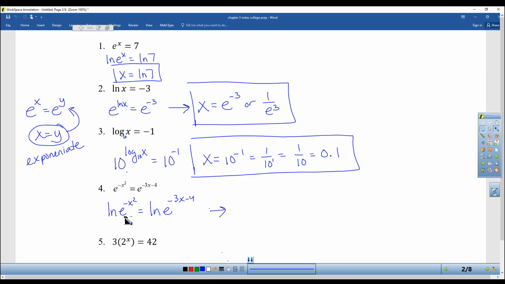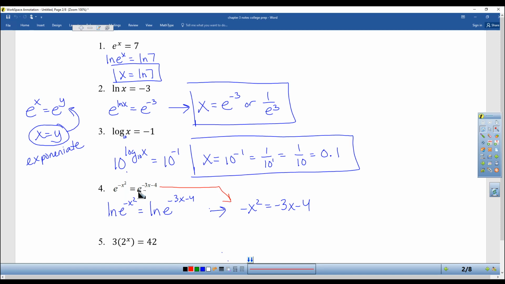The natural log and the e cancel on this side and leave me with just negative x squared. The natural log and the e cancel on this side and leave me with negative 3x minus 4. So this is one of the ones where if you had thought it through in the beginning, you might have actually skipped to this step.